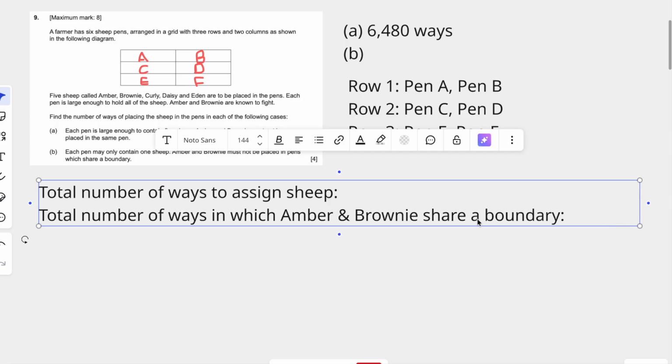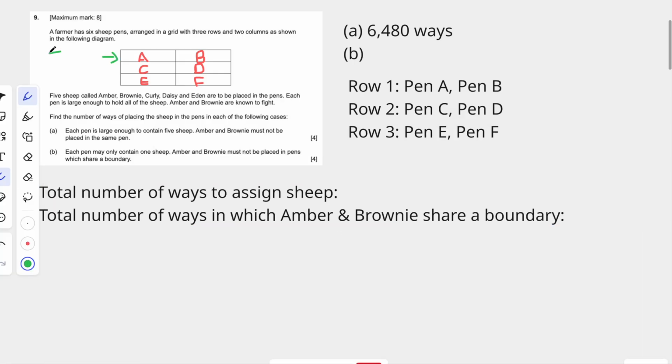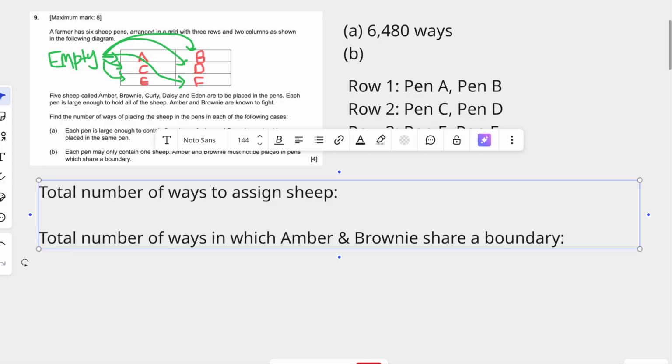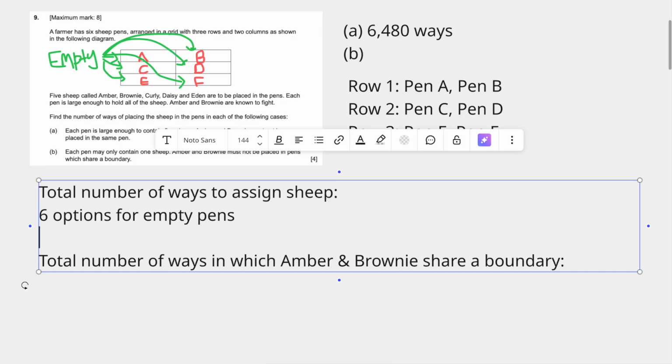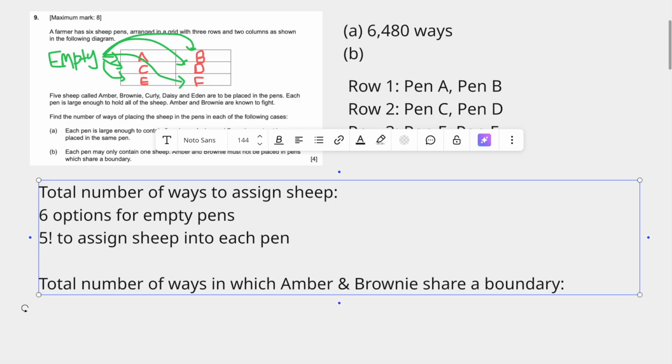To determine the total number of ways to assign the sheep, we need to first choose one pen to be empty, for which we can choose amongst 6 different pens. After that, we need to assign the 5 sheep into each of the remaining 5 pens available, which means there are in total 5 factorial ways to arrange that. As we can choose amongst 6 different pens to be empty, we have to multiply the 5 factorial ways to assign the sheep with this 6, meaning the total number of ways to assign the sheep is 6 times 5 factorial, which is 6 times 120, resulting in 720 ways to assign the sheep.